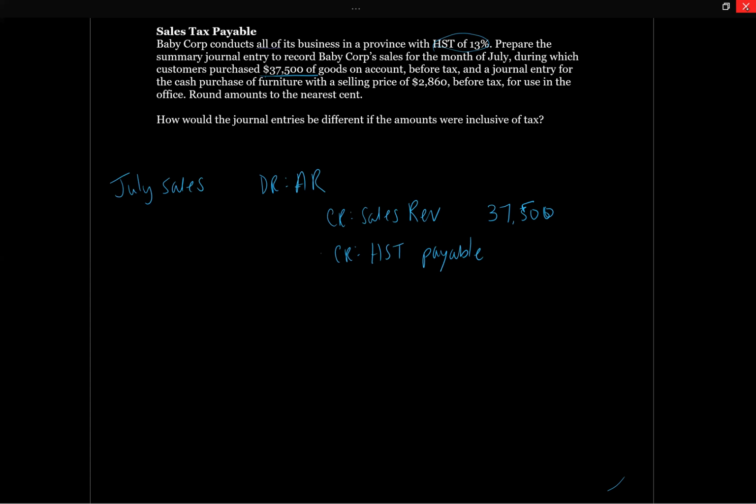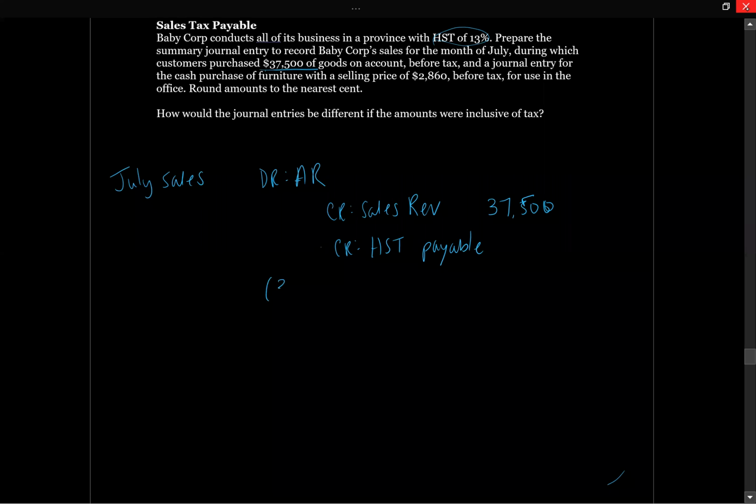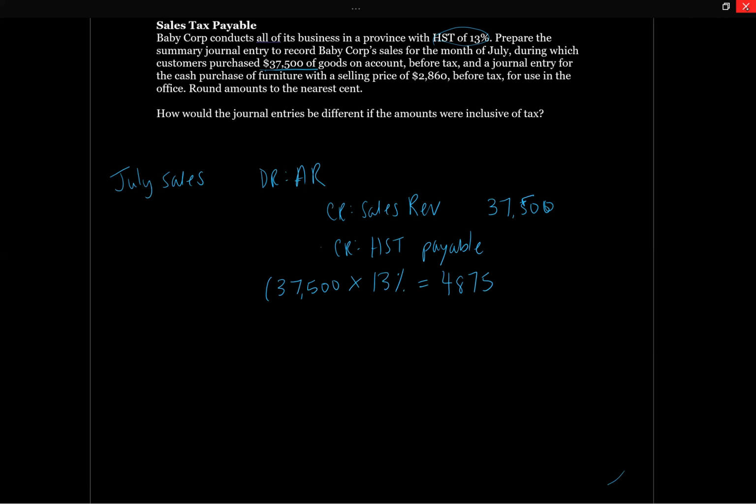So how are we going to calculate the tax? It's just going to be our sales, 37,500 times 13%. And we're going to have added this to each customer's invoice as we went. And this is going to give us $4,875, which we would have added to each invoice, just like when you get a receipt in the store and it includes HST on that receipt. That does not go into the vendor's revenue. That would go into their HST or GST payable account.